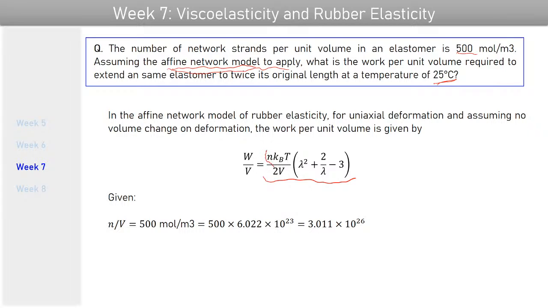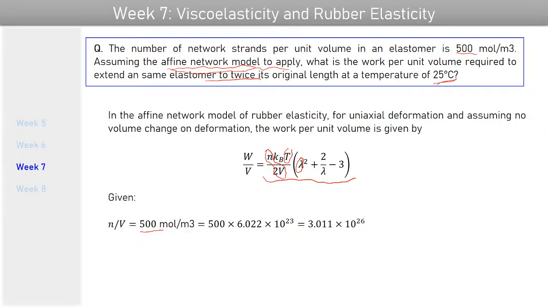So here n by V is given, temperature is given as 25 degrees Celsius, we can convert it to Kelvin. Lambda is 2 in this case, so it's deformed to twice its original length. So lambda is equal to 2. And this n by V that we have here is given as 500, that is in mole per meter cube.